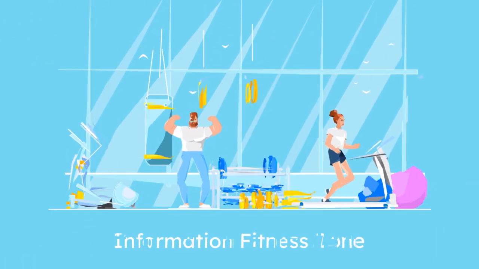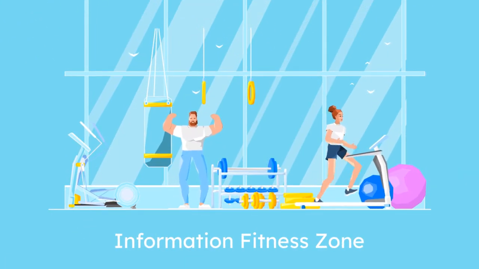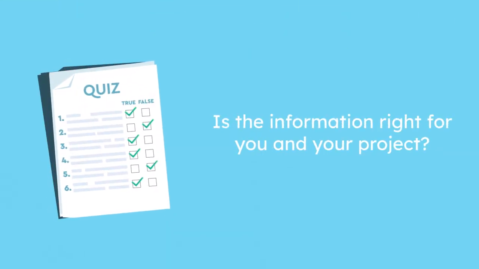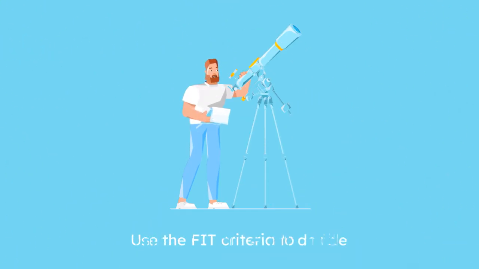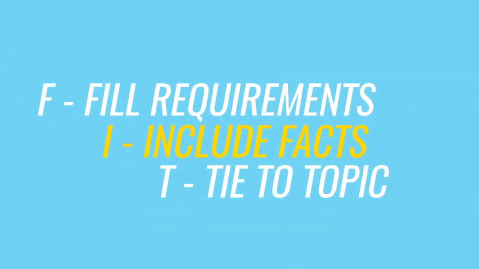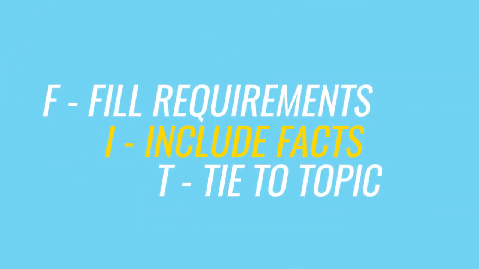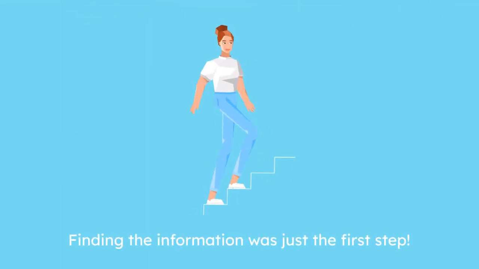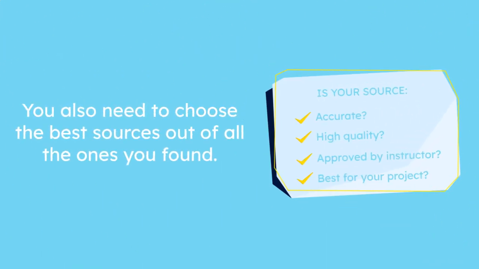Our final stop is the information fitness zone. Here, we focus on assessing how well information fits your specific needs. Take a look at the FIT criteria. Does your source fulfill assignment requirements, include important facts, and tie to your topic deeply? Remember, finding information is just the beginning. You need to ensure it supports your argument effectively.